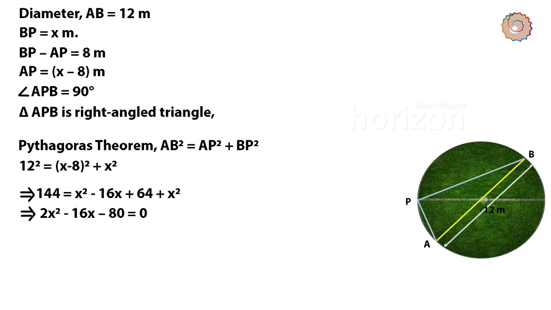As all of the coefficients are divisible by 2, let's simplify by dividing throughout by 2. Then we will get x square minus 8x minus 40 equal to 0, which is a quadratic equation of the form ax square plus bx plus c equal to 0.